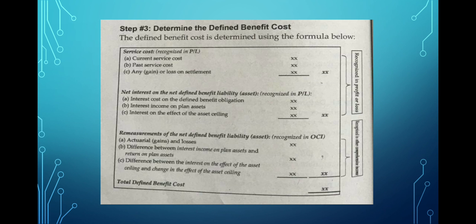And the second part is the net interest on the net defined benefit liability or asset, still recognized in PL. And the remeasurement of the net defined benefit liability or asset is recognized in OCI. And so when we add everything and subtract what's on the credit side from the debit side, then we get the total defined benefit cost.